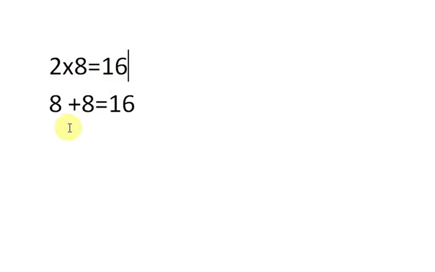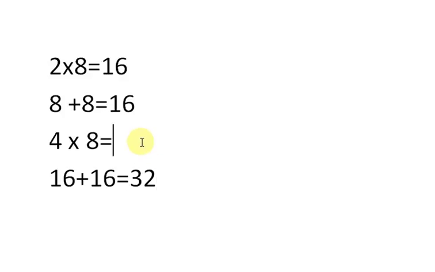Okay, let's do one more. Two times 8 equals, that's going to be 8 plus 8, which is 16. And then if we know 2 times 8, we can do 4 times 8 equals, because that's going to be 2 times 8 doubled again. So that's 16 plus 16, which is 32.